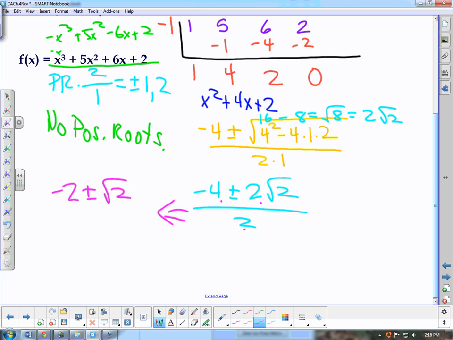And so one root is a negative 1. The other 2 roots are a negative 2 plus and minus the square root of 2, which are both negative numbers. And so it is actually 3 negative roots.